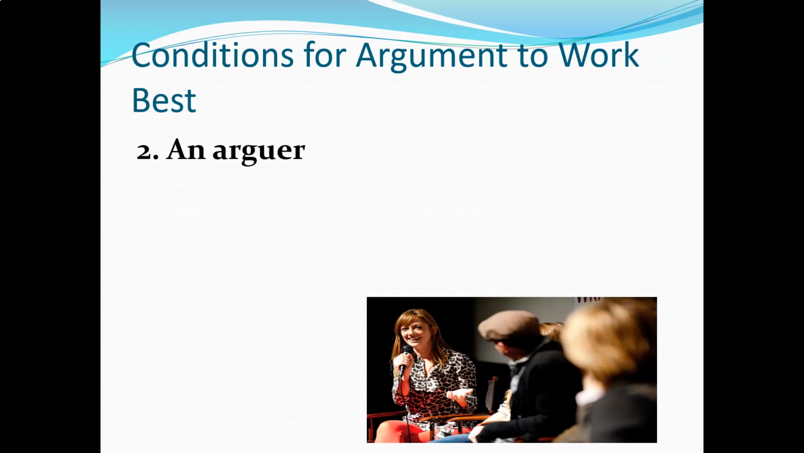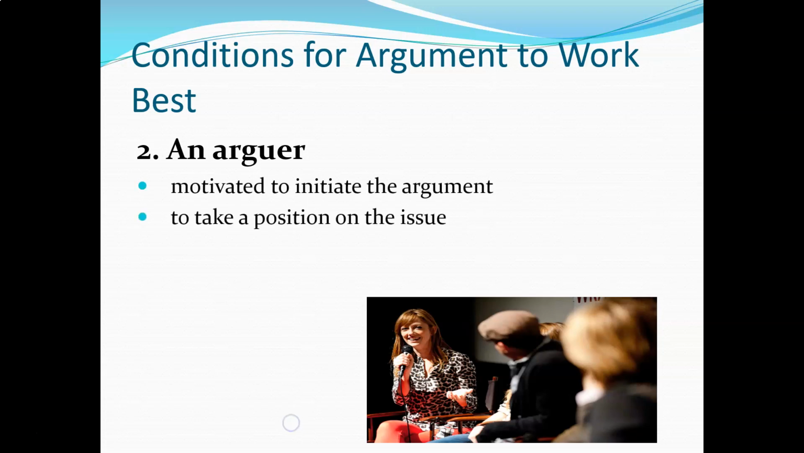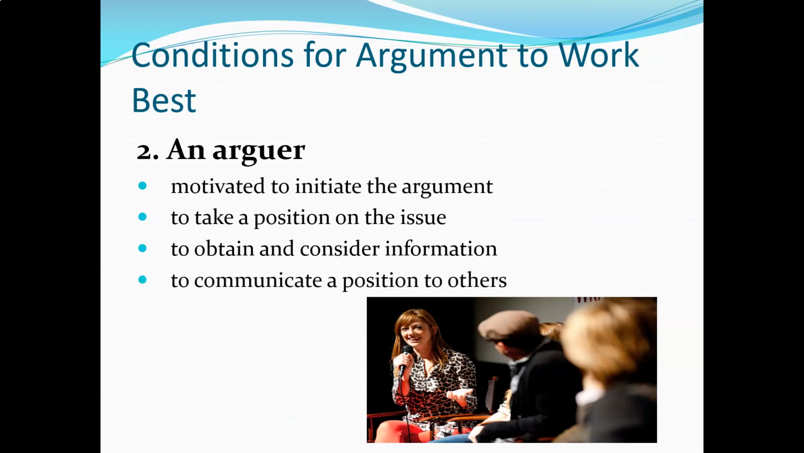And then the second condition is to have an arguer. That arguer is someone who is motivated to initiate the argument, someone who is going to take a particular position on the issue, someone who is willing to work to obtain and consider information that is relevant to the issue, and then someone who is going to communicate that position to others, whether in person, through the internet, or in writing, however they may choose to do that.